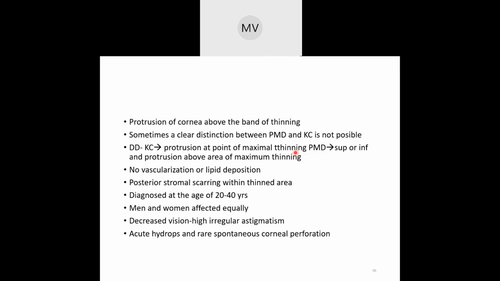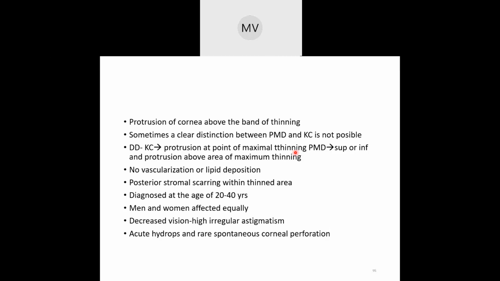Differential diagnosis: if it is keratoconus, then protrusion at the point of maximum thinning can be observed. In PMD, the thinning is superficial or inferior, and protrusion above the area of maximum thinning can be observed. Neovascularization or lipid deposition can be seen in case of PMD. Then posterior stromal scarring within the thinned area can be observed.